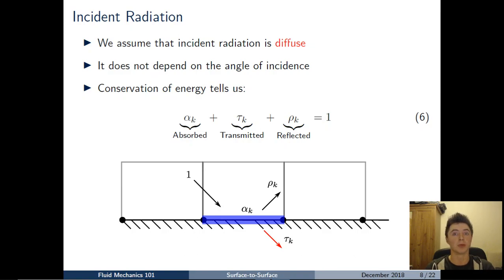And it's also worth pointing out here that for the surface-to-surface radiation model, we assume that the incident radiation is diffuse, and that means it doesn't matter what angle that incident radiation hits the boundary cell face at. We treat the radiation all the same. And equation 6 there is basically an expression of conservation of energy. So of all the radiation that's incident on the cell, some fraction is absorbed, some fraction transmits through the cell, and some fraction is reflected.